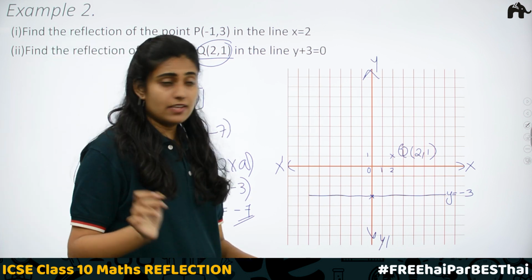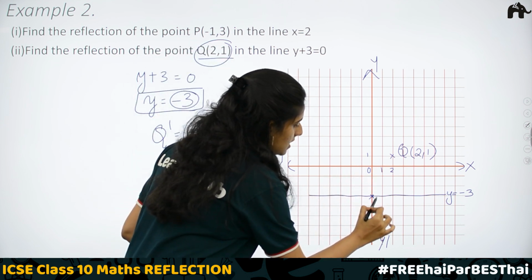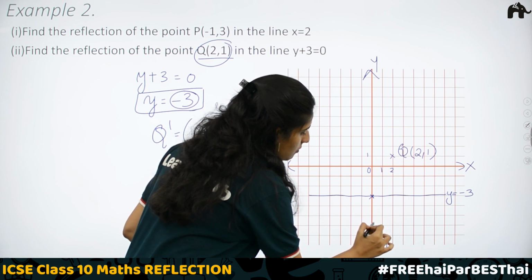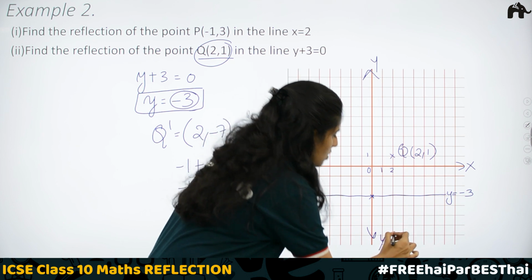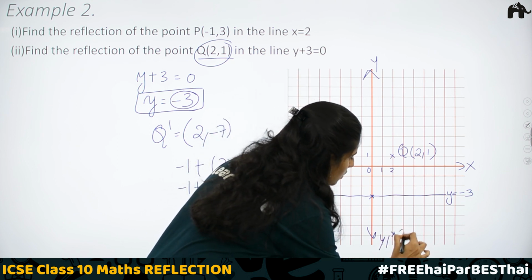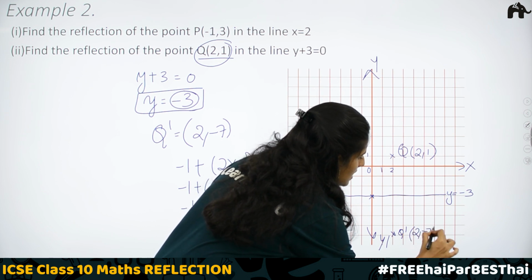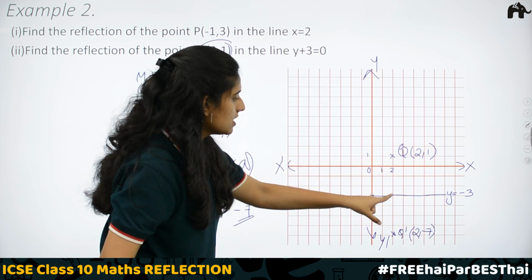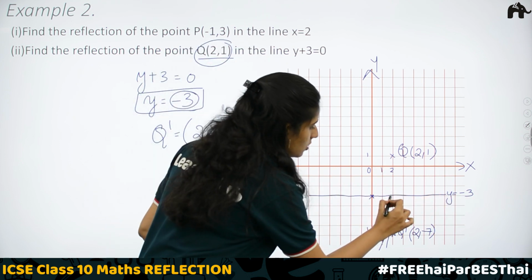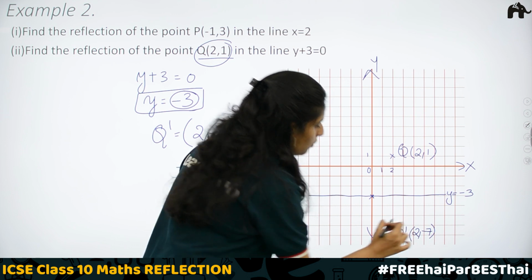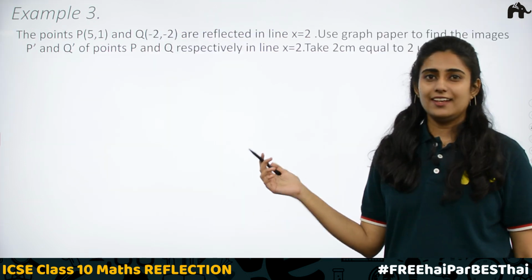Where do we get minus 7? This is 1, minus 1, minus 2, minus 3, minus 4, minus 5, minus 6, minus 7. So minus 7 we got and we have x coordinate 2. This is my point Q dash of coordinate 2, minus 7. Now check this. This point is at a distance of 4 units from the y is equal to minus 3 line. Here also 1, 2, 3, 4. It is at a distance of 4 units. Yes? Got it?